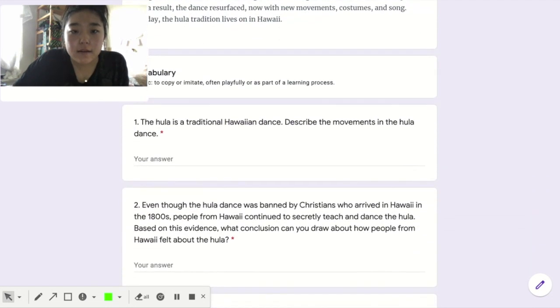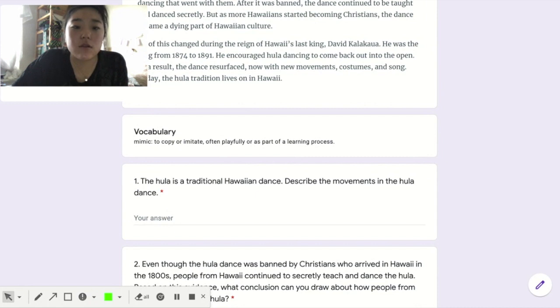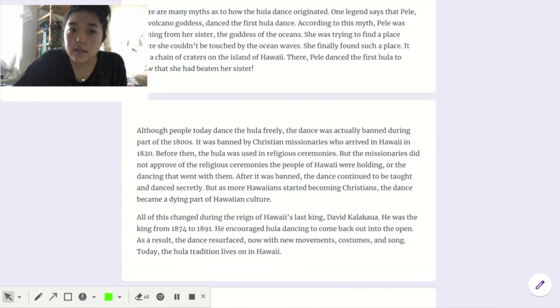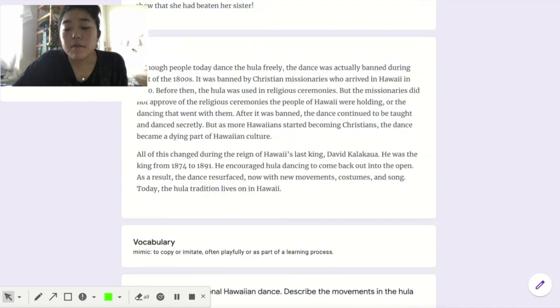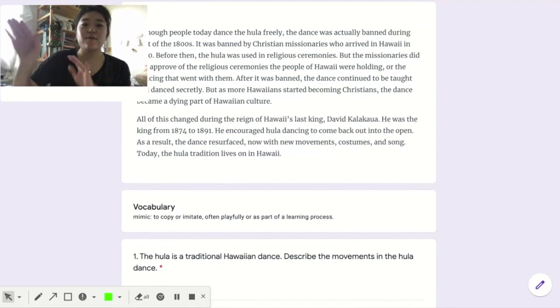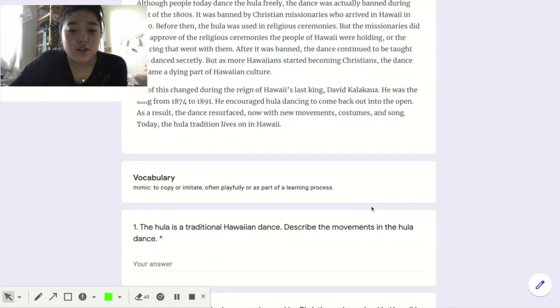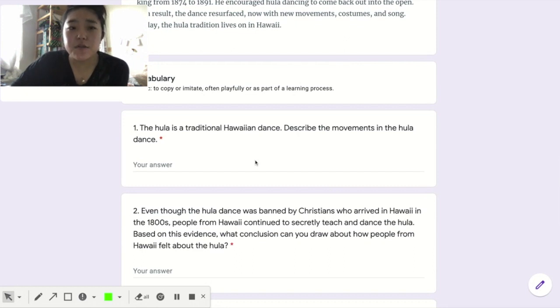And then here is a vocabulary word: mimic, to copy or imitate, often playfully or as part of a learning process. This word is in relation to the hula dancing, mimicking nature, right? The movements of hula, mimicking nature. All right, so your first question is, the hula is a traditional Hawaiian dance. Describe the movements in the hula dance. So I gave you a little hint there.